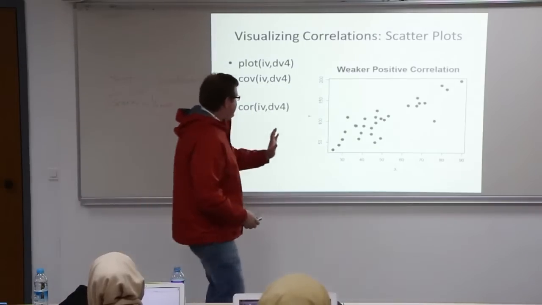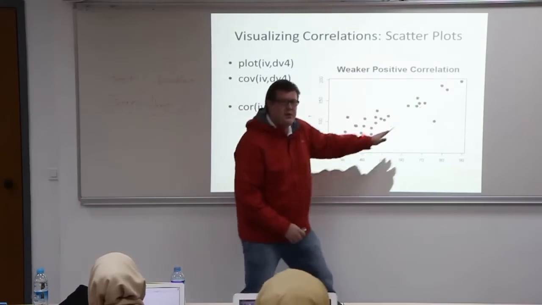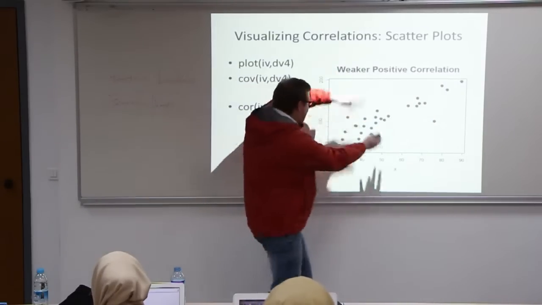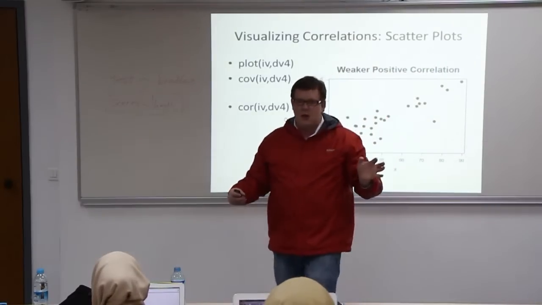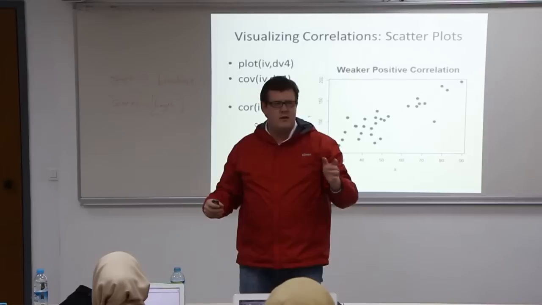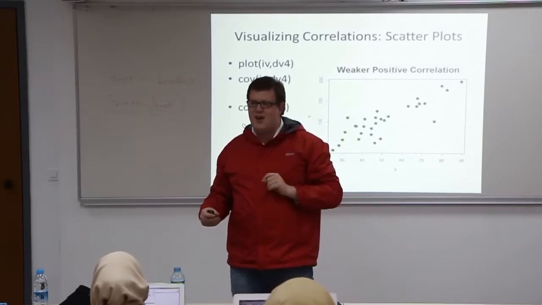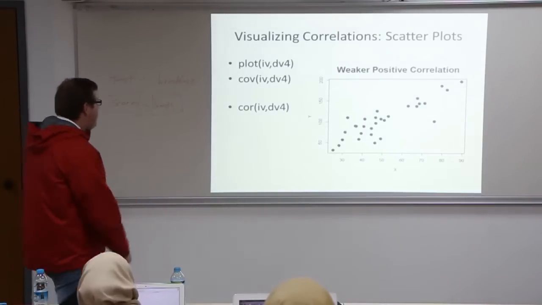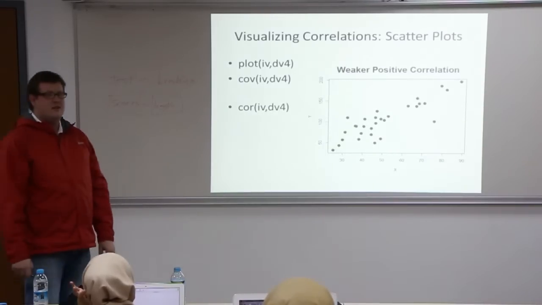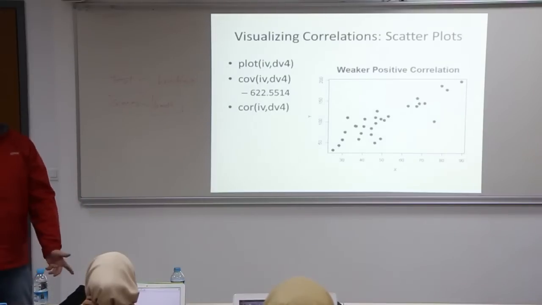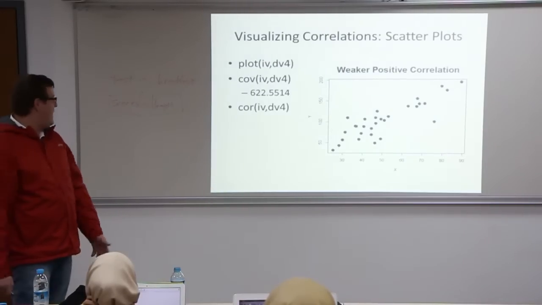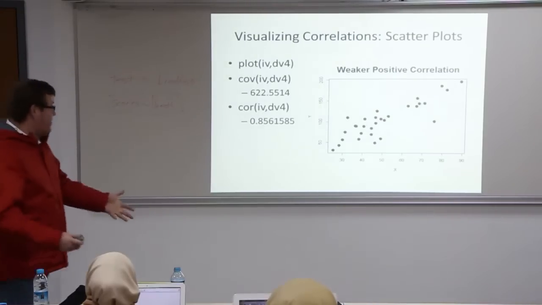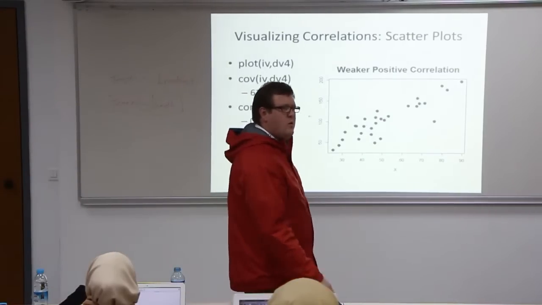So we still seem to have this general tendency to increase. As x goes up, y tends to go up. There's a lot more spread, right? Things are a lot more scattered. That must be why they call it a scatter plot. Shows you how scattered the data are. Okay, so what's the covariance? 622 something? Yeah. And the correlation? 0.85. 0.8 something? That's weaker than what we had before, right? It's still a strong correlation, but it's weaker than what we had before.